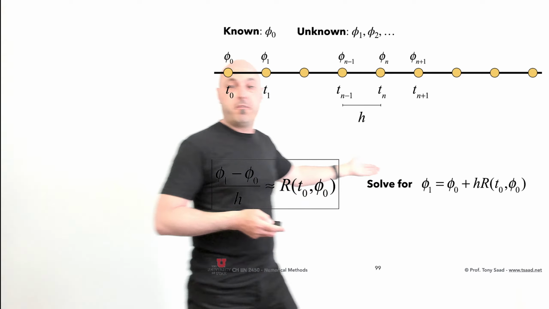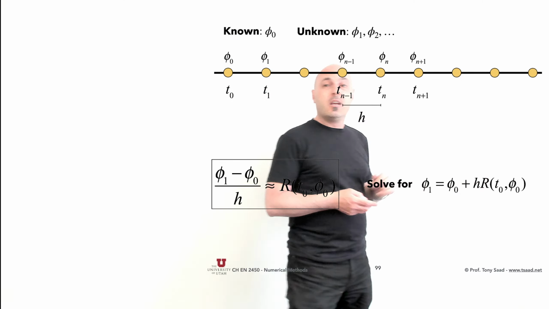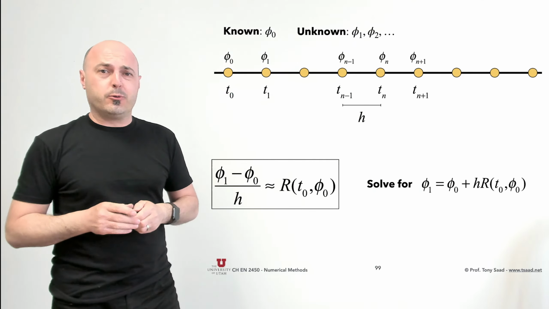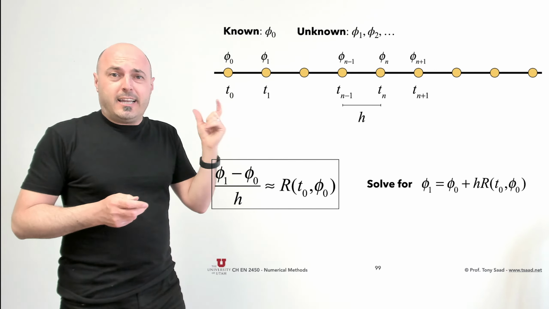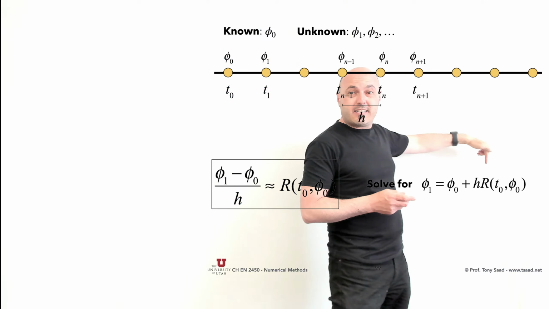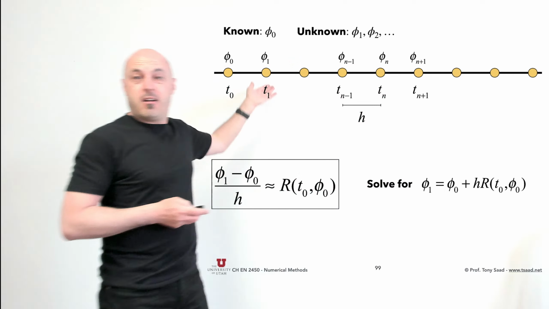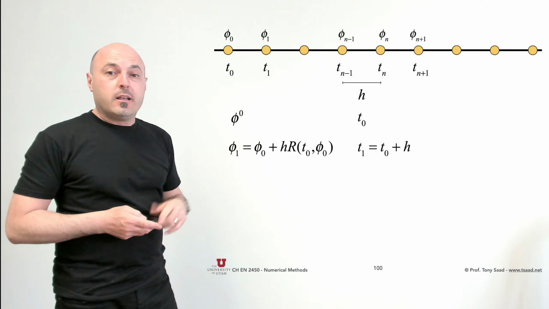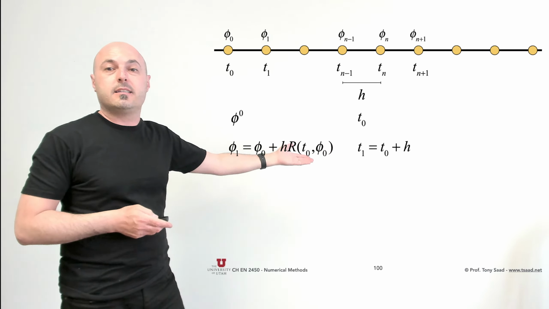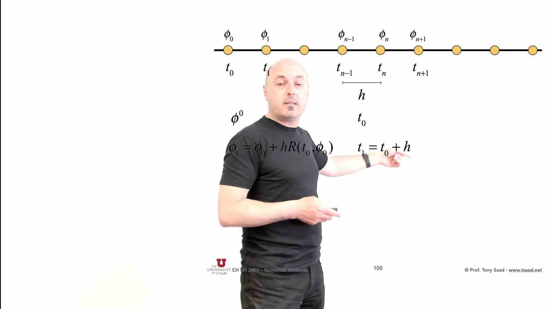So we can simply solve for phi1 by extracting it, and you get phi1 equals phi0 plus delta t times the right-hand side. What this formula is really saying is that the next value is equal to the previous value plus the interval times the rate of change at the previous value. So really this r is the equivalent of the rate of change of the curve at that point. All right, so great. Now we get phi1 equals phi0 plus delta t times the right-hand side at t0, phi0. And now we update our time: t1 is equal to t0 plus delta t.